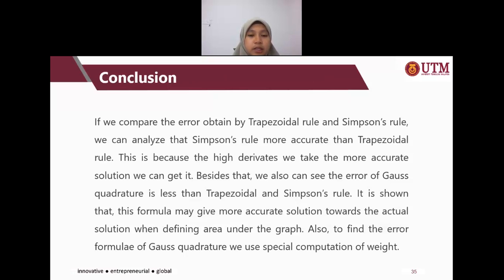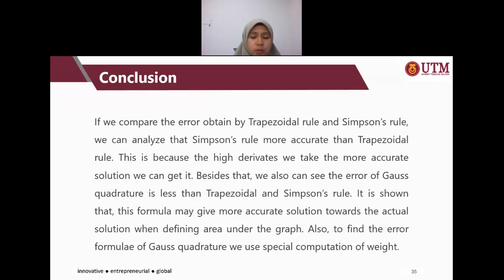In conclusion, if we compare the area obtained by the trapezoidal rule and Simpson's rule, we can analyze that Simpson's rule is more accurate than the trapezoidal rule. This is because the higher the derivative we take, the more accurate the solution we can get. The trapezoidal rule only uses the second derivative, but Simpson's rule uses the fourth derivative. Besides that, we can also see that the area error of Gauss quadrature is less than the trapezoidal and Simpson's rules. It shows that this formula may give a more accurate solution towards the actual solution when defining the area under the graph.